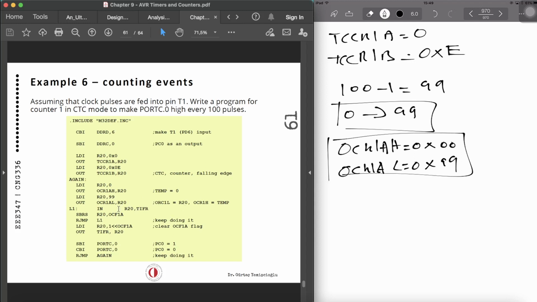So if the OCF1A flag is set, we proceed; if it is not, we keep checking. If it is set, we clear the flag. And then port C is going to be 1. So we toggle port C by setting and clearing it, and we just do this again and again. Okay, so we can actually use or modify the timer to count an event based on CTC mode. Whenever the pin receives a new value, it compares it and sets port C.